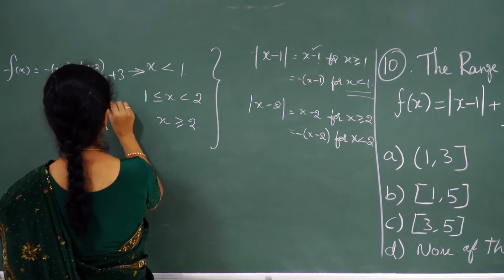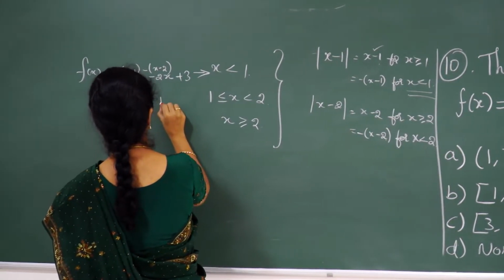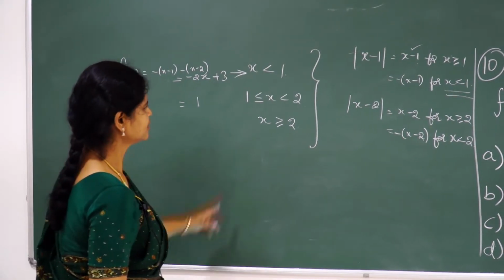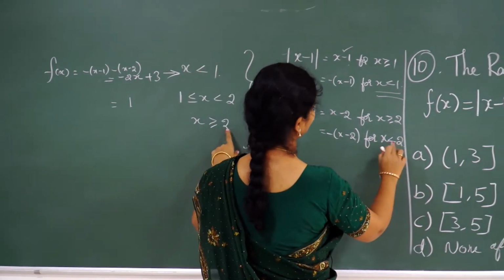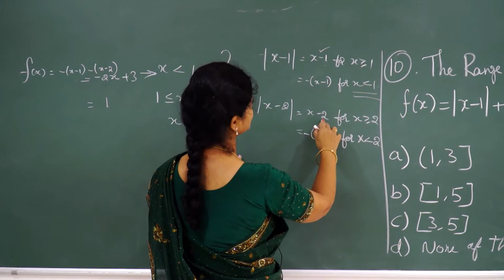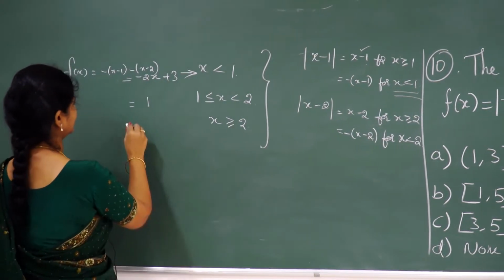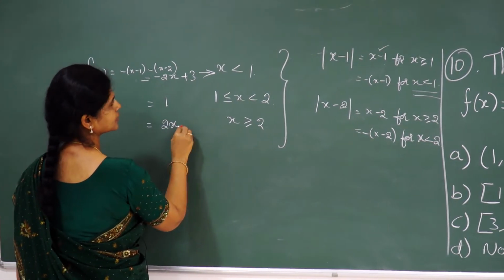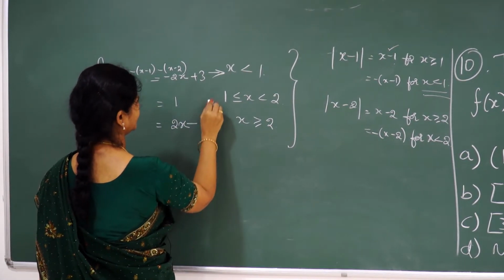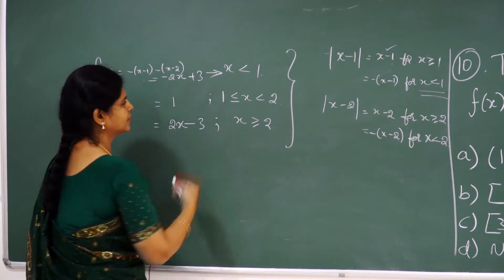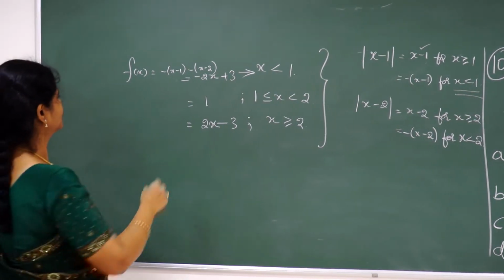You get the answer is 1. Here f of x value is 1. Next, for x greater than or equal to 2, here you are getting x minus 2 and here x minus 1. So adding these two functions you get 2x minus 3. Okay, so the interval is split into three forms.